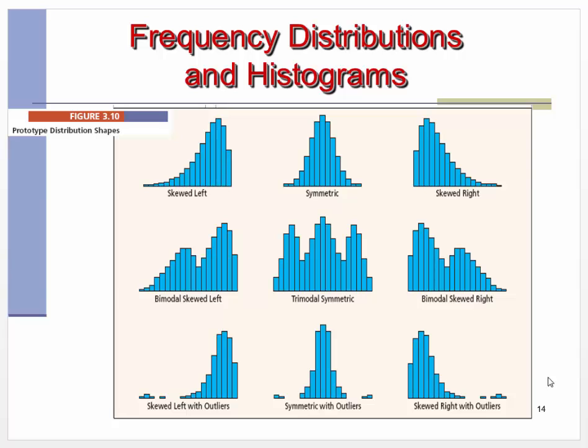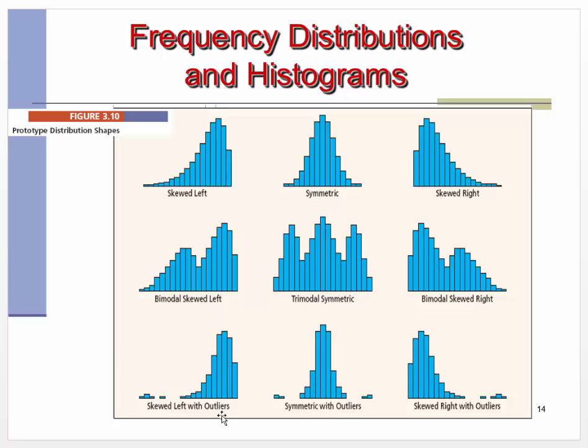As seen on this chart here, this one, the longer tail is to the left, skewed to the left, is left skewed. This one, the longer tail is to the right, is right skewed. And this one is symmetric. And this one shows 2 modes skewed left. And this one shows 3 modes, trimodal, symmetric. This one, 2 modes skewed right.